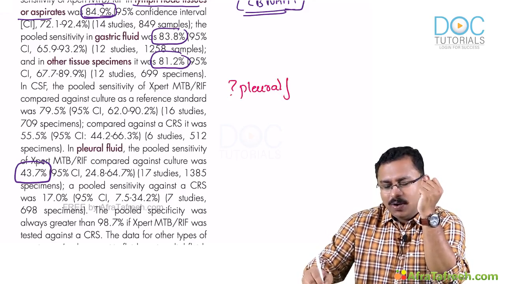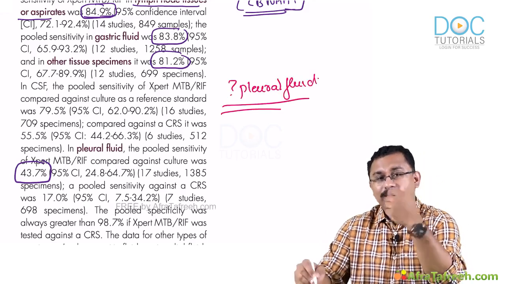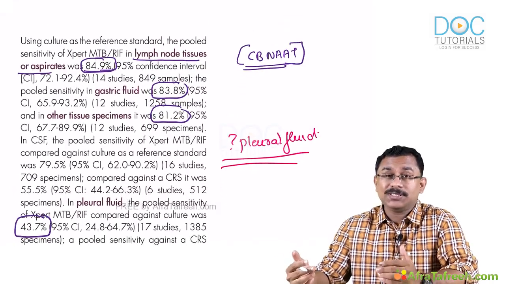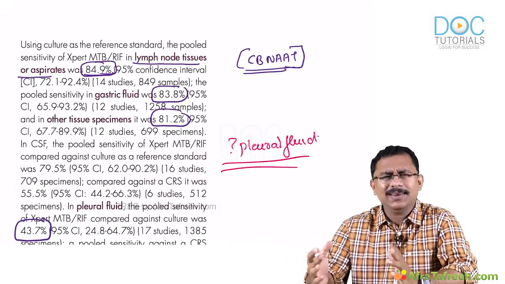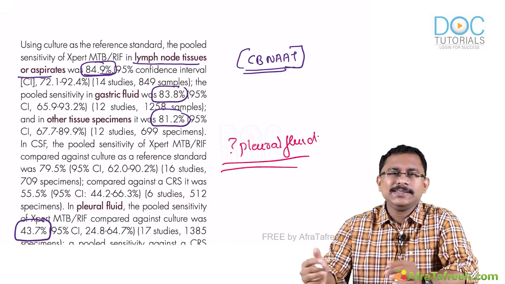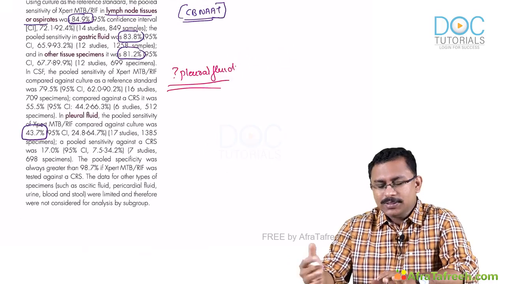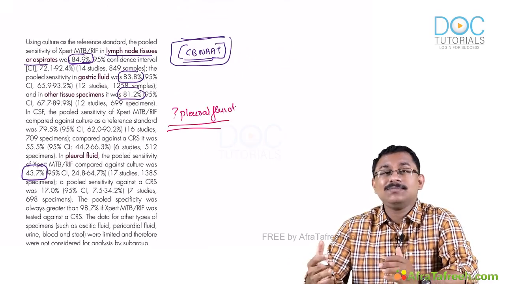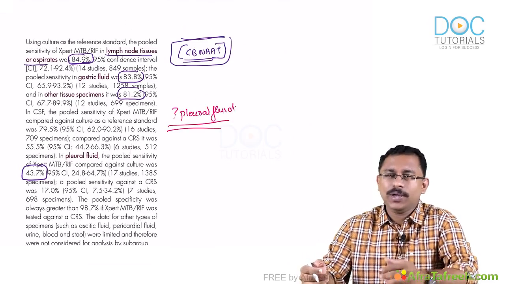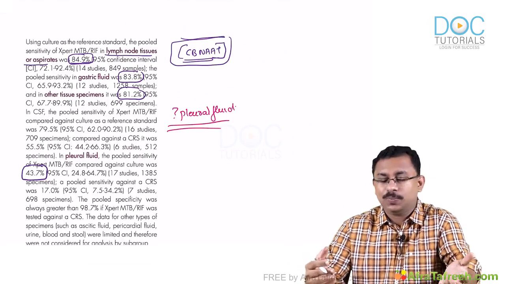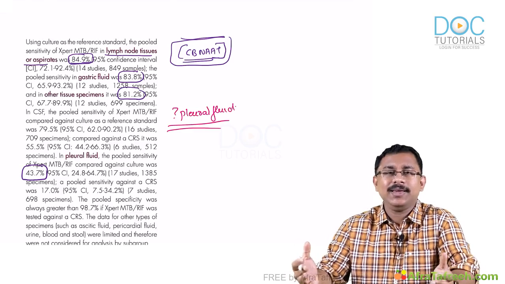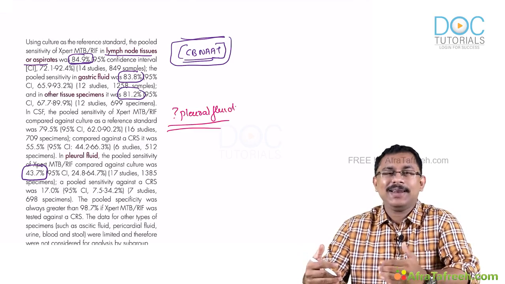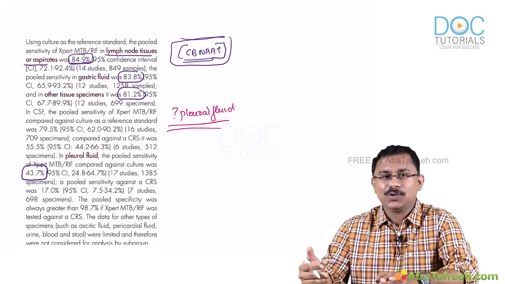But other than that, all other specimens you have with above 80%. And when you do a sputum CB-NAT, it is almost 90% sensitivity. So that is the advantage of CB-NAT over your sputum microscopy. You can very well do your sputum microscopy and CB-NAT, definitely. But I'm just trying to tell you the advantage that a CB-NAT has over your mere microscopy.